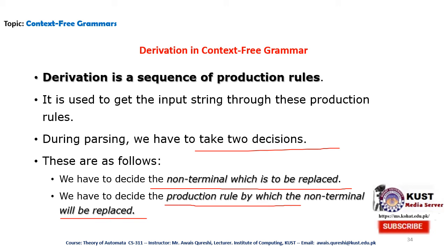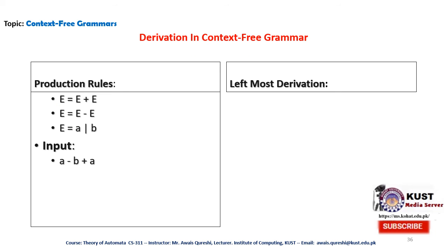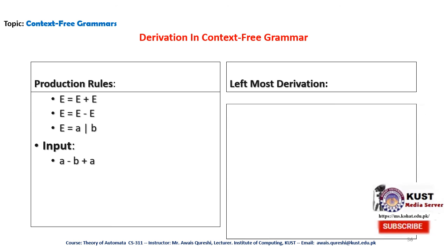So when we are deriving strings, we are using different decisions. And what are those decisions? The non-terminal which is to be replaced, and the production rule by which the non-terminal will be replaced. There are two options to decide which non-terminal to replace: one is called leftmost derivation, and the other is called rightmost derivation.